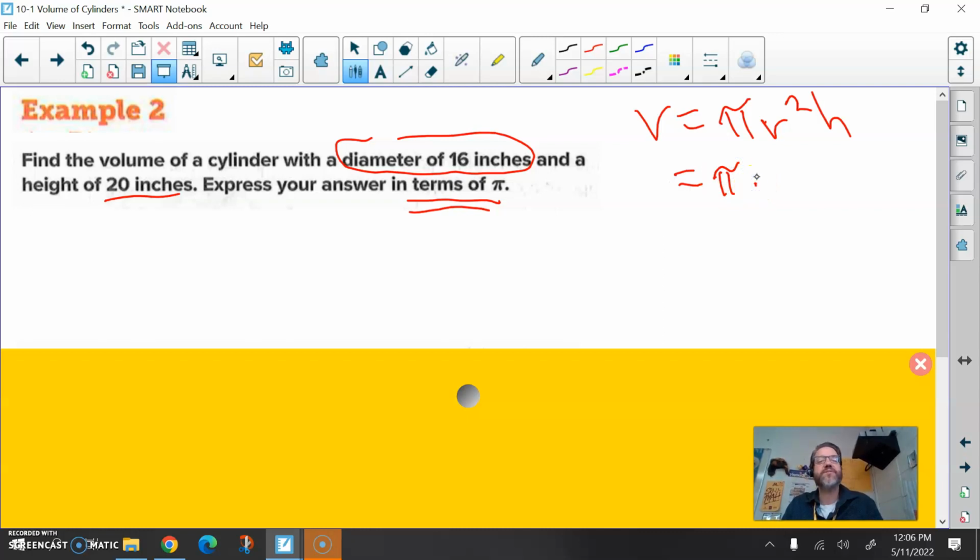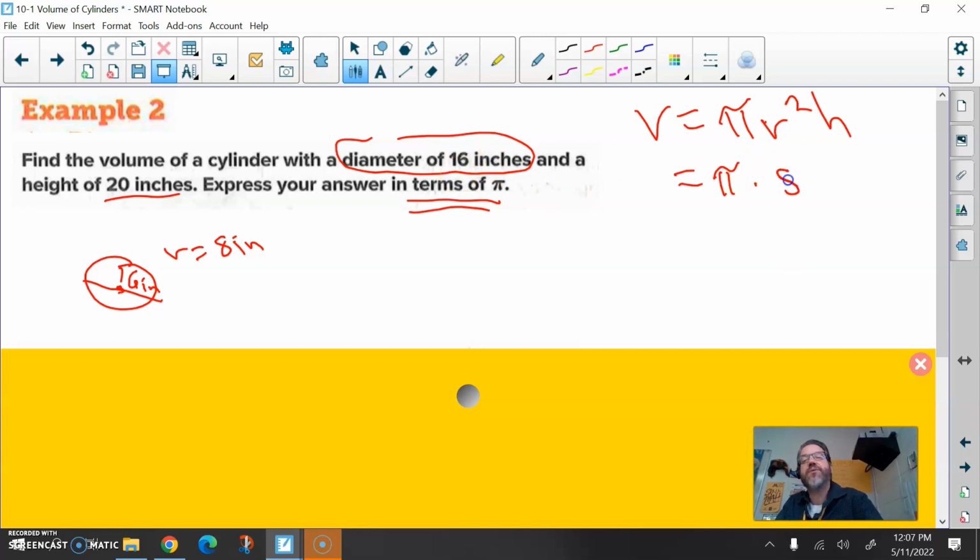Now, what is our radius? We have to be careful here because this time we're given the diameter. The diameter is 16 inches. When you're looking at a circle, the diameter goes all the way across the circle. So if that's 16 inches, the radius would be half of that, which is 8 inches. So we have to be careful that we're using the right number here. Our radius is 8 inches.